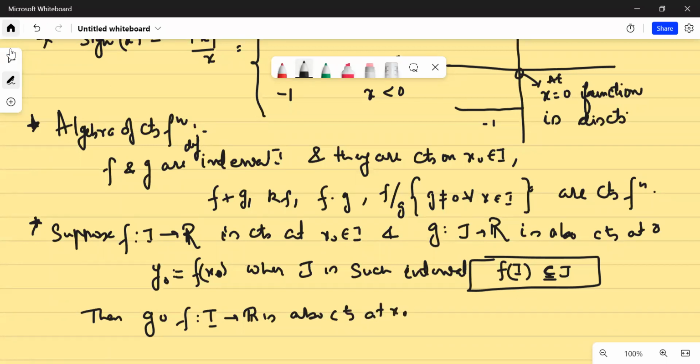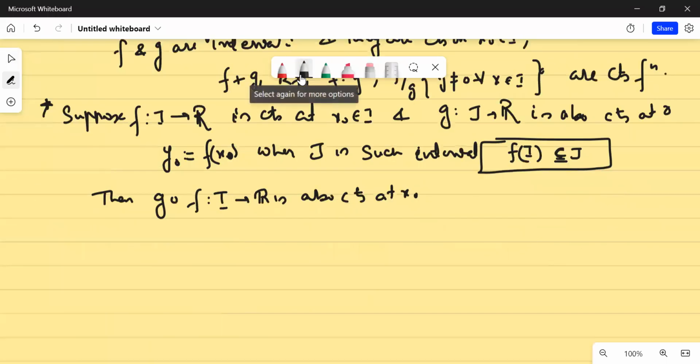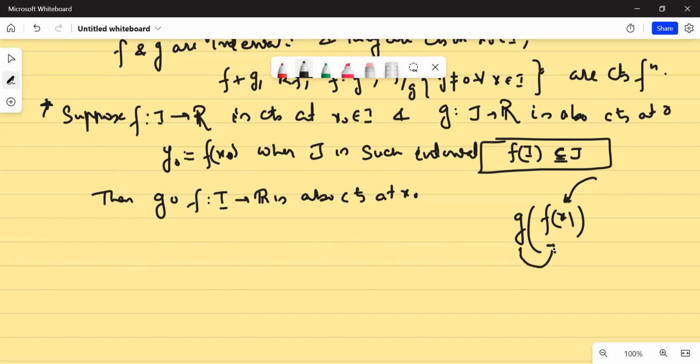So what does it mean? Whenever you compose a function, what do you mean by composition? Let's say I'm saying g of f of x. Here the range of f should be at least contained in the domain of g. Is that clear? Because if the range of f is not contained in the domain of g, then the function will not be defined. Then the composition of function is not defined.